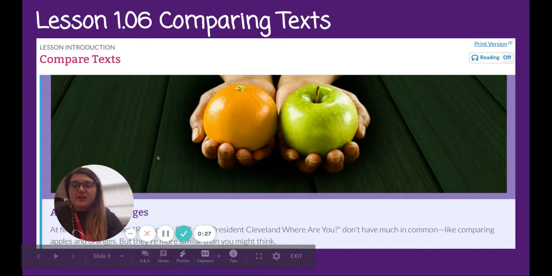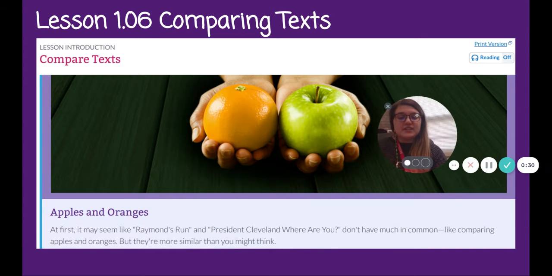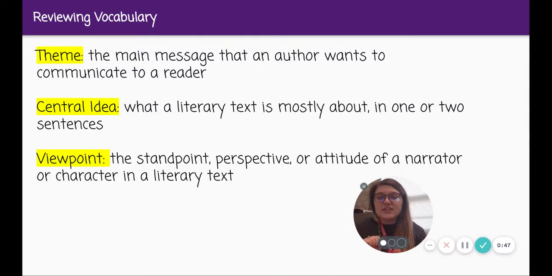So as we are comparing texts like Raymond's Run and President Cleveland, Where Are You?, at first glance, it feels like they don't have a lot in common. It feels like comparing apples and oranges. But as we look closer at some of the author's choices, we see that they are actually more similar than you might think. So our keywords for today are theme, which is the main message that an author wants to communicate to a reader; central idea, which is what a literary text is mostly about in 1 to 2 sentences; and then finally, viewpoint, which is the standpoint, perspective, or attitude of a character or narrator in a literary text.